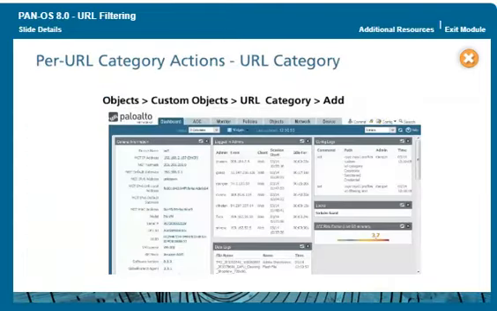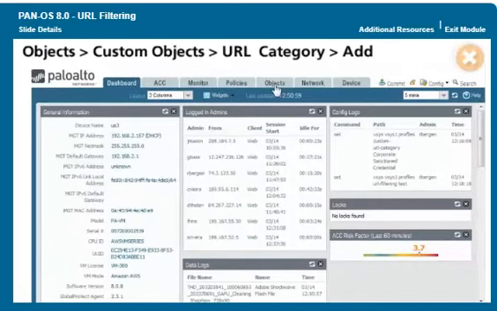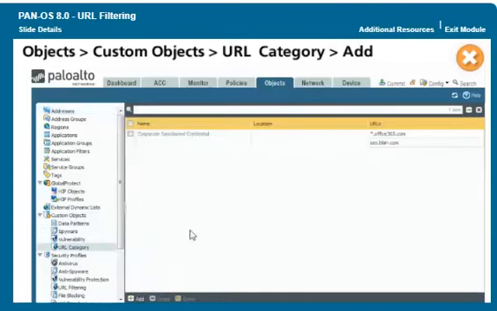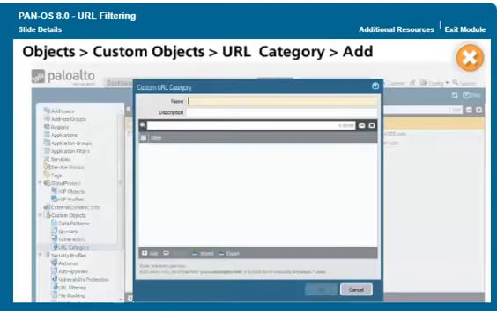You can augment the predefined URL category list by creating your own custom URL category, which would be marked in the list by an asterisk. To create a custom URL category list, browse to Objects, Custom Objects, URL Category, and click Add. Create a list of URLs and assign the list to a custom URL category. For example, My Custom URLs is a custom URL category list.